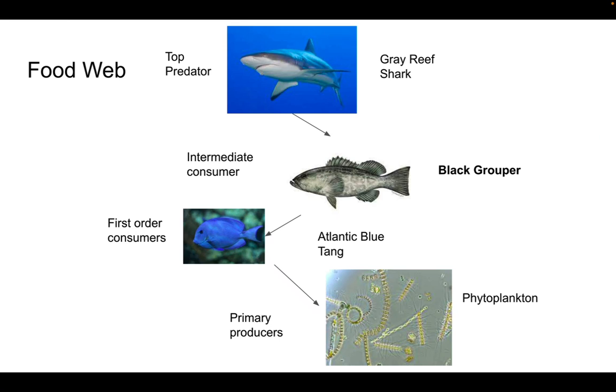Adults feed on other fish and squid. Black grouper have large, powerful jaws that they use to ambush their prey. They do not have teeth, and instead use their mouth and gills to suck up their prey.